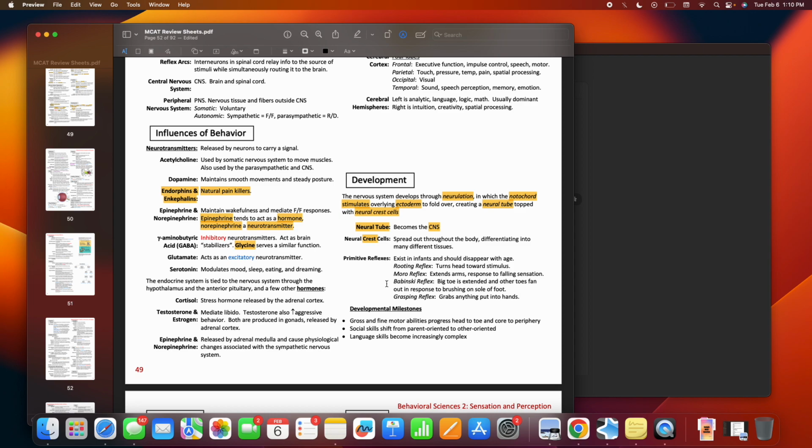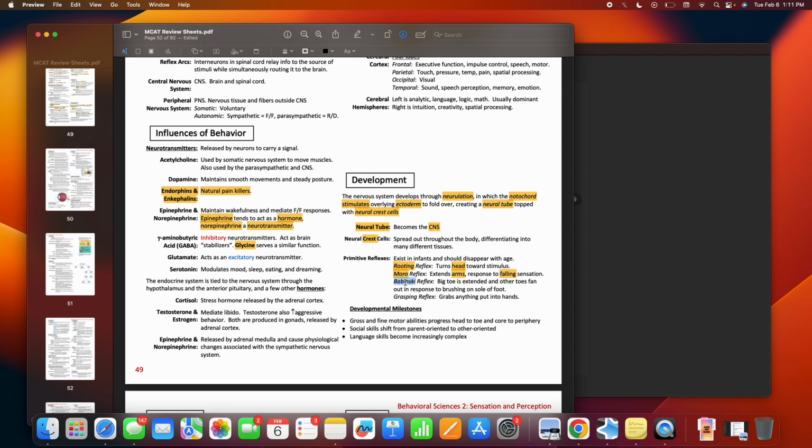We have primitive reflexes. These exist in infants and should disappear with age. First one is the rooting reflex, turns the head towards a stimulus. So you root for something, you turn your head towards it. Head for rooting. Moro reflex, think extending arms, responding to a falling sensation. So falling is with Moro. You extend arms.